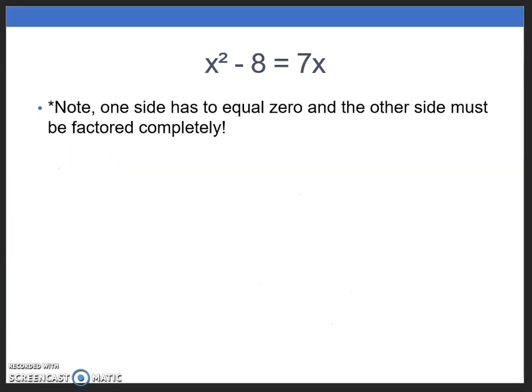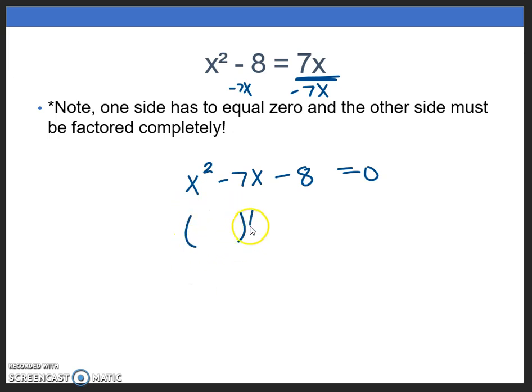So if we take a look at this one, I have x squared minus 8 equals 7x. Again, this one is not solved to equal 0, so I have to get this side to equal 0. And to do that, I would subtract 7x from both sides, making my new equation x squared minus 7x minus 8 equals 0. So I'm subtracting 7x, and the 8 was already subtracted.